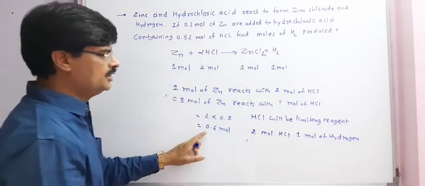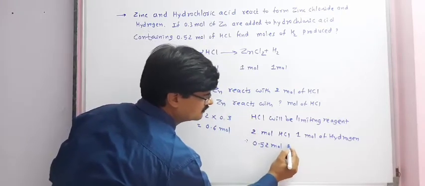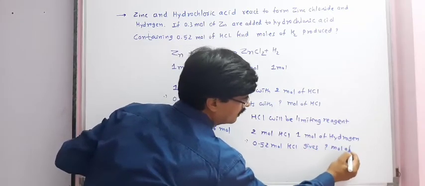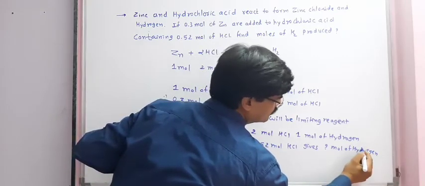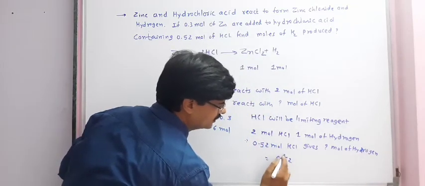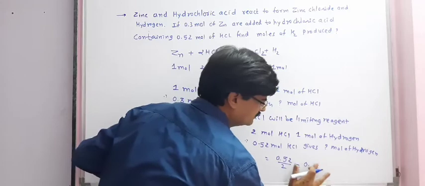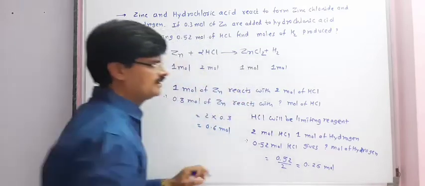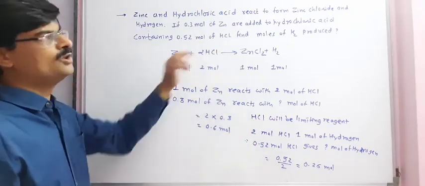Therefore, 0.52 is given only. Gives what mole of hydrogen? Therefore, 0.52 divided by 2, we will get 0.26. 0.52 divided by 2, 0.26 mole of hydrogen will be produced.